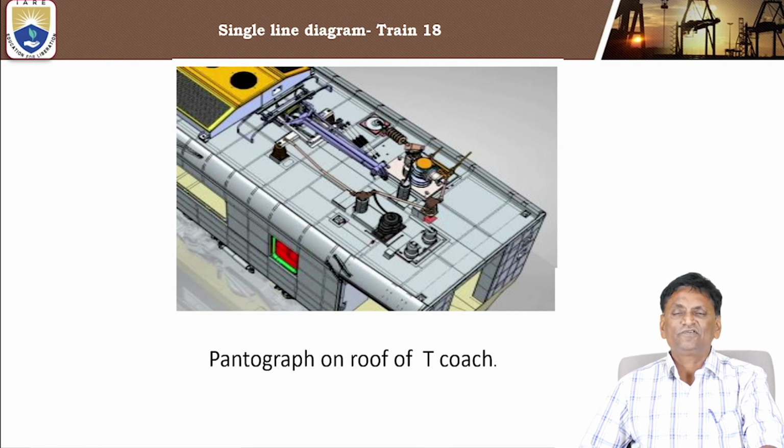By hydraulic action you can lift and lower it. For whichever coaches you are collecting power, those pantographs alone are lifted up and slowly touch the overhead line with a switch gear. The other 2 pantographs will be down and resting idle. Whenever required, they can be raised.